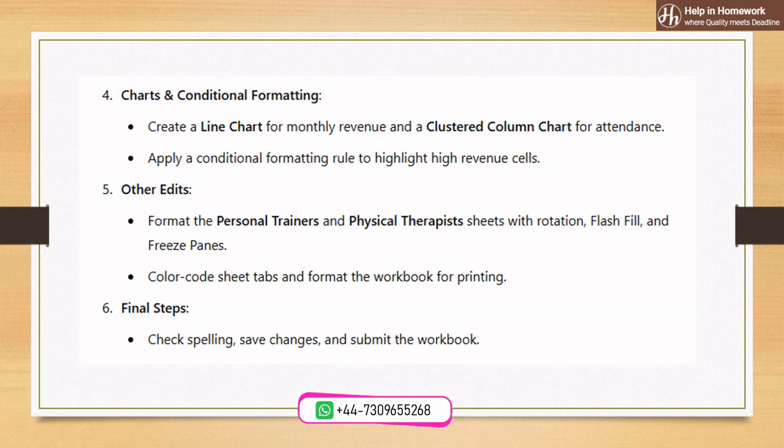Step 4. Charts and conditional formatting. Create a line chart for monthly revenue and a clustered column chart for attendance. Apply a conditional formatting rule to highlight high revenue cells.